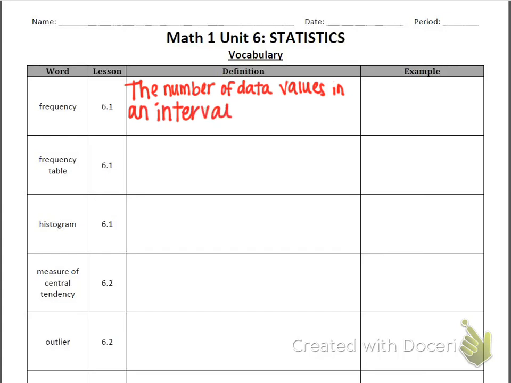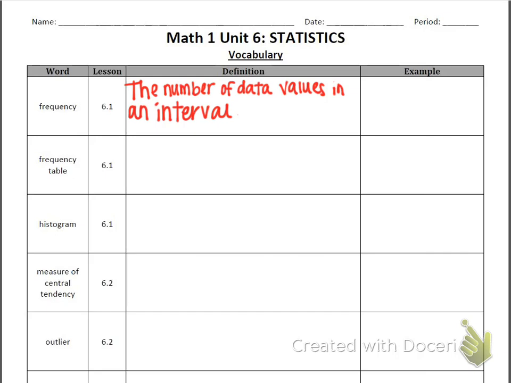Okay, I'm not going to put an example for this one because we'll do one in the actual notes, but the word comes from the same kind of idea as how frequently does something happen. So the frequency of something is how many times does it happen, okay? If I were making a frequency table of boys and girls in this class, the frequency of girls would be just the number of girls that there are in this class. The frequency of boys would be the number of boys. Make sense? Okay.